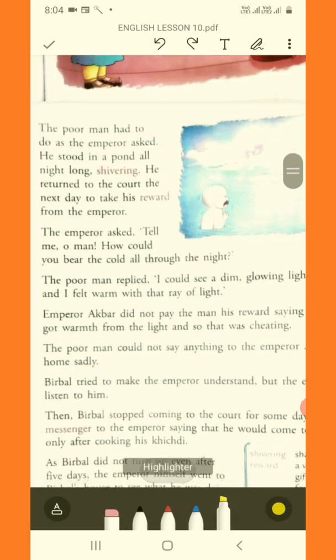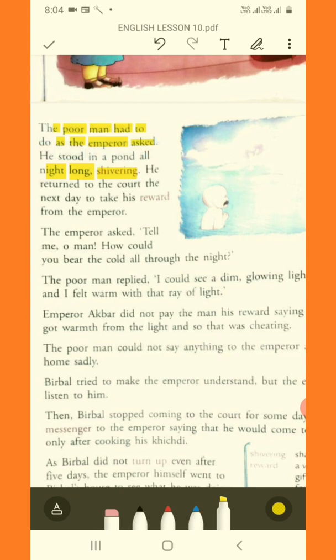The poor man had to do as the emperor asked. He stood in a pond all night shivering. So, as the emperor asked, shivering means he was shaking. When we feel cold, we start shaking, our body starts shaking with cold, right? So, as the emperor asked, and as he was in need of money, the poor man stood inside the pond all the night. He was shivering.